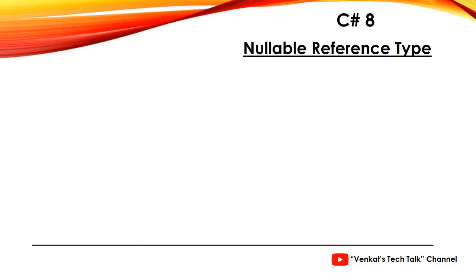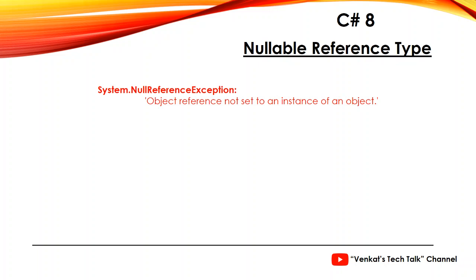Now let us look at each feature that we saw in the very first slide, what each feature in C# 8 is about, and let us try to understand what problem it is trying to resolve or what new benefit it is going to bring in. One of the topmost features in C# language version 8 is nullable reference type. If you are a .NET developer, definitely you would have come across this error at least once, not once, multiple times, to be honest: System.NullReferenceException, object reference not set to an instance of an object.